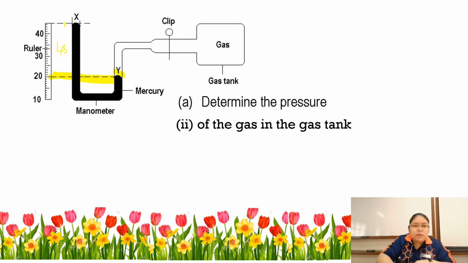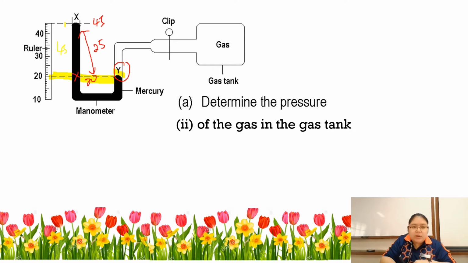Sorry. This one is a 45. This one is a 20. So after I subtract to get the difference, I get 25. So from here, the difference is 25. That means, what is the pressure at the point Y? The pressure at point Y is the same as this point. Same level, same pressure.